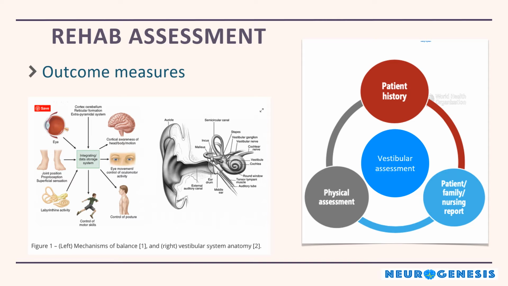We get collateral history from the family. Another important thing about history is function. What part of the function is disturbed of the patient's activities of daily living? What is disturbed when the patient has vertigo symptoms?